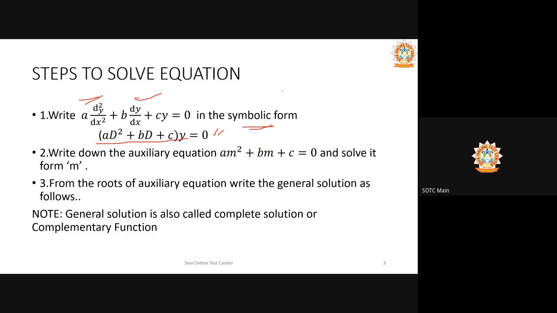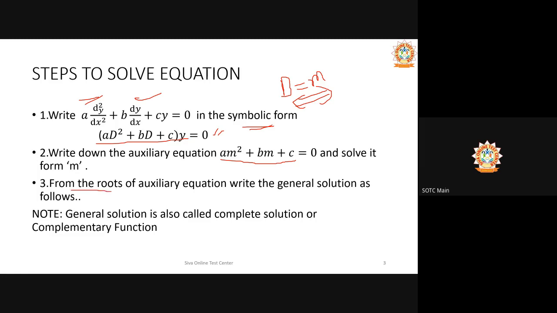What we do is, where D, the derivative, is there, we substitute small m, and y sent to the other side becomes 0. So aD square plus bD plus c becomes am square plus bm plus c. This is called the auxiliary equation. Now this is a quadratic equation in the variable m. From this you need to find the roots, so you need to solve this quadratic equation, and after solving it you will definitely get the roots.